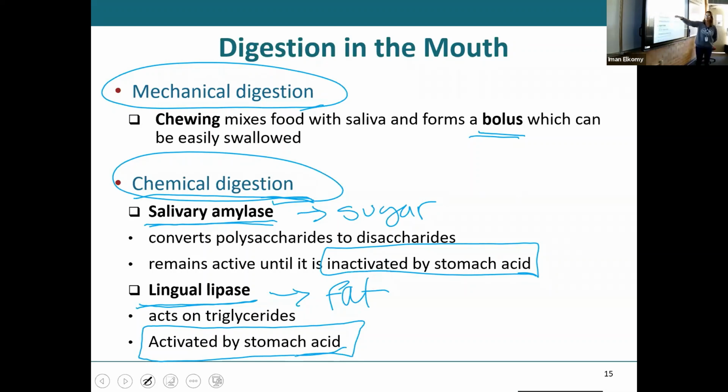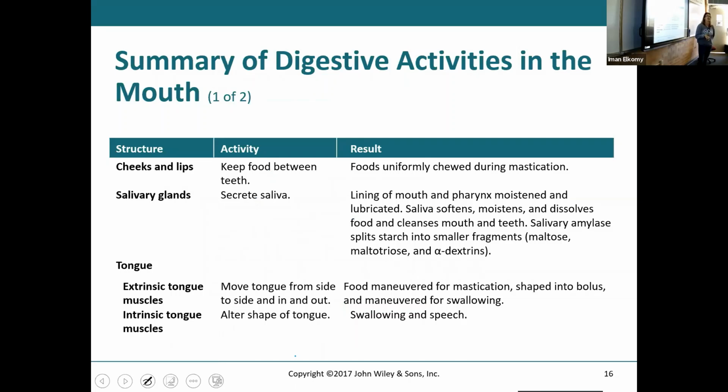Okay, so there's our first two enzymes that we've looked at. One of them that does sugar is active in the mouth, inactivated by stomach acid, and then lingual lipase is inactive in the mouth, activated by stomach acid.